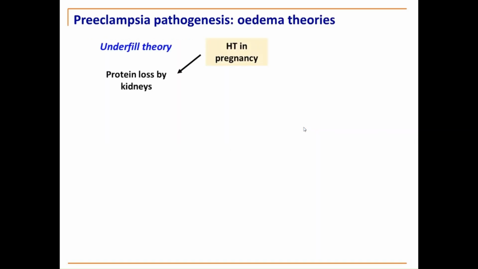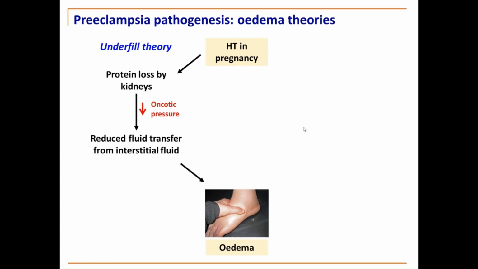So first of all, let's have a little think about the underfill theory. So we've now got hypertension in pregnancy. We're losing proteins via the kidneys. This means we have a reduction in our oncotic pressure. That means we're getting a reduced fluid transfer from the interstitial fluid back into the capillaries at the venous end of the capillaries. This means that the fluid remains in the interstitial fluid, leading, of course, to edema. We've now got lots of fluid within the interstitial fluid, which means we have a decrease in our plasma volume.